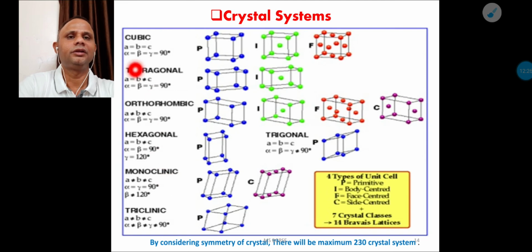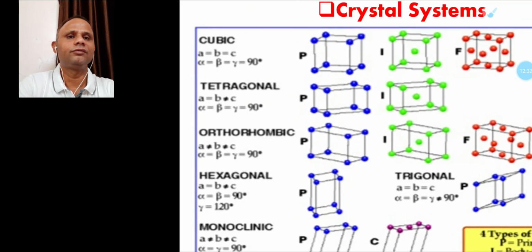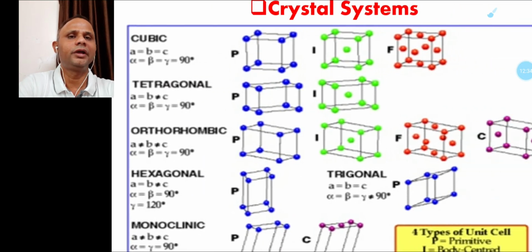Here, first, the edge lengths will be the same: A is equal to B is equal to C. Then if you see the bond angles, that means the edge angles, alpha is equal to beta is equal to gamma is equal to 90 degrees. The unit cell will be the simple cubic form.